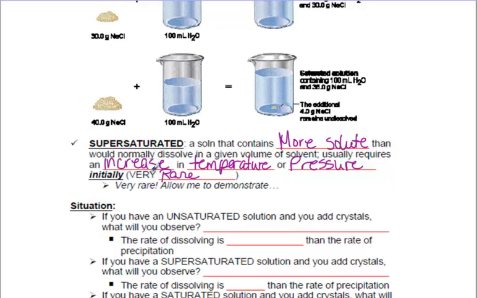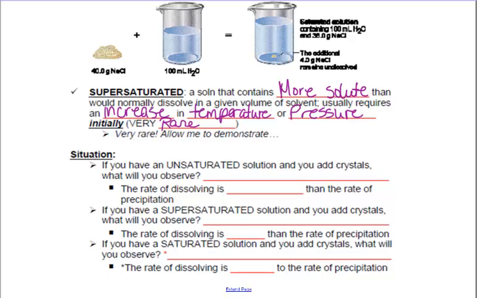Initially, we'd have to increase the temperature and the pressure in order for us to force that solute to dissolve. Normally it wouldn't, okay, and you'd see it settling out. But in the very rare situation, we'd increase temperature or we could increase pressure and kind of force those extra molecules to dissolve in the solvent.